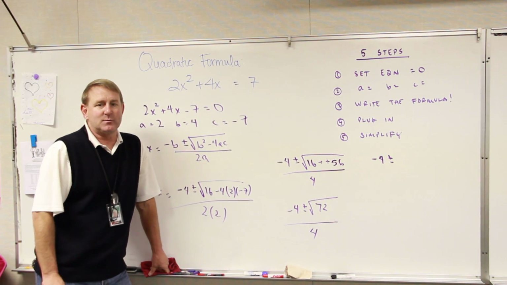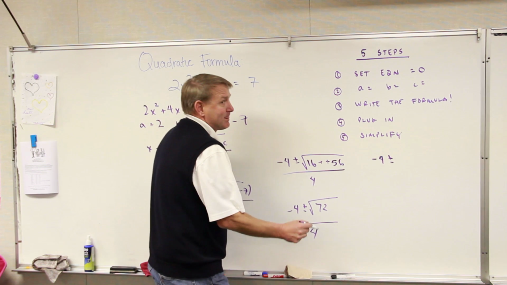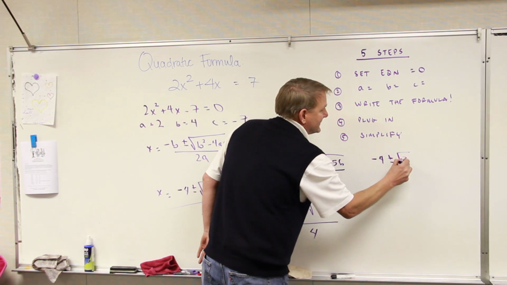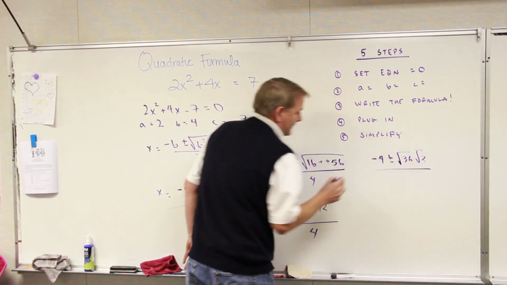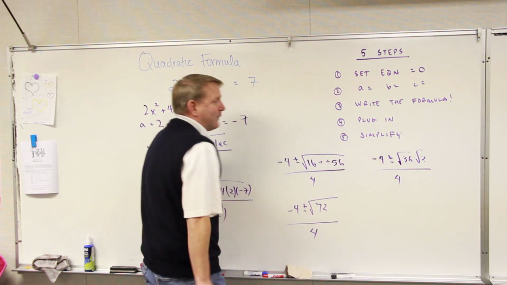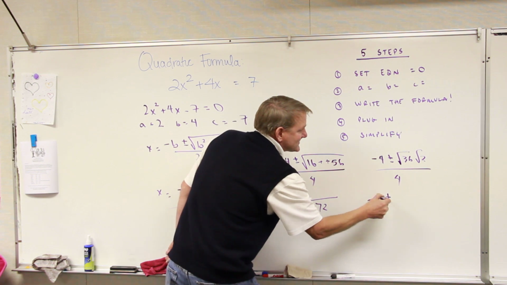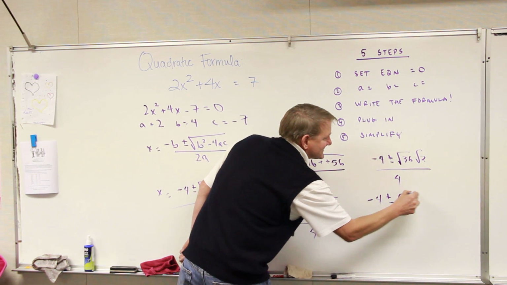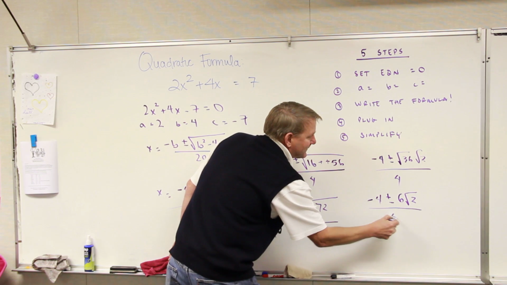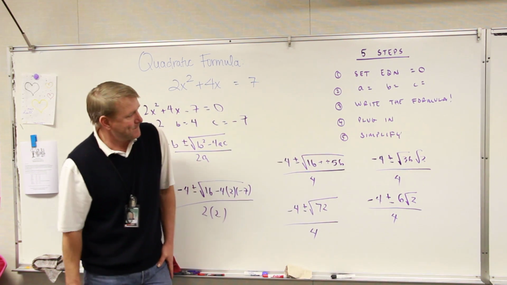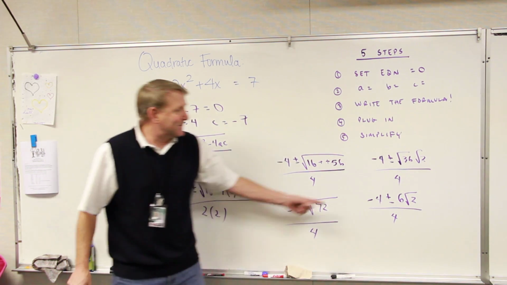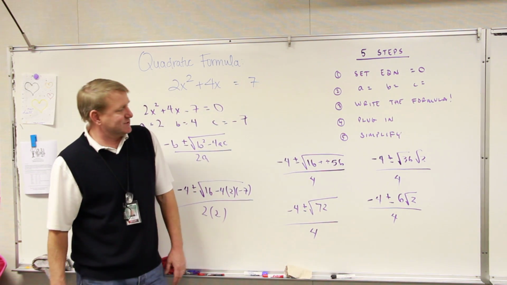What's our best perfect square for 72? If you said root 36 and root 2, then you got that one right. All of that over 4. So this finally becomes negative 4 plus or minus 6 times the square root of 2. All of that divided by 4. So now I'm all the way down at the end, but it looks like I'm going to be able to reduce this fraction.